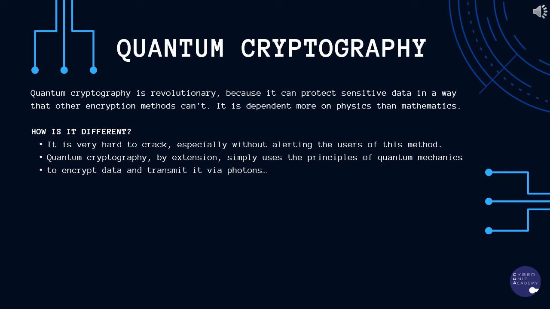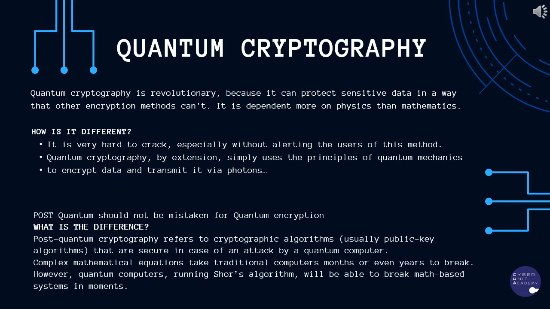And now let us focus on a different example. At this stage, we need to differentiate between post-quantum and quantum cryptography. If we talk about post-quantum cryptography, I refer to cryptographic algorithms, usually public key, that are secure in case of an attack by a quantum computer. These complex mathematical equations take normal computers months or sometimes even years to break. But if we talk about quantum computers and their much bigger computing power, they are able to break math-based systems in a matter of moments.